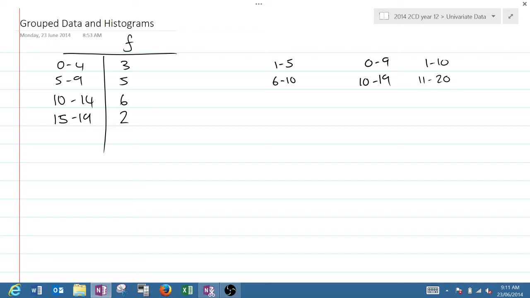And if you look down the right hand side, it's like 5, 10, 15, 20. Or if you look down the left hand side, the 0 to 9, 10 to 19, it's 0, 10, and so on. So you should always see a pattern there. So groups need to be even.